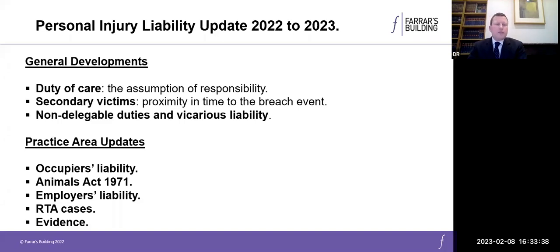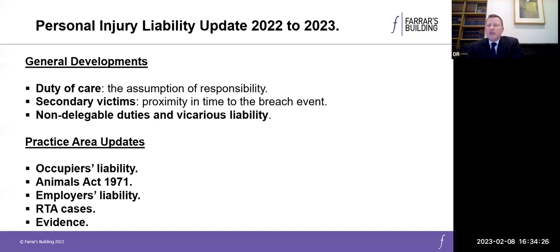So to describe the talk, it will be split into two parts. Firstly, I'm going to discuss the most recent cases which have developed general principles of tortious liability, and those are general principles that we most often see occurring in PI and negligence cases. And the cases of general application are going to address the following. Firstly, in terms of the duty of care and establishing that, the assumption of responsibility on the part of the defendant. And secondly, in relation to secondary victims, we'll look at proximity in time to the breach event. And then we'll discuss employers being fixed with liability through either a non-delegable duty or indirectly through vicarious liability.